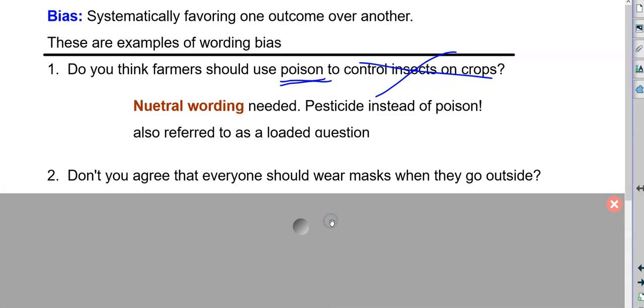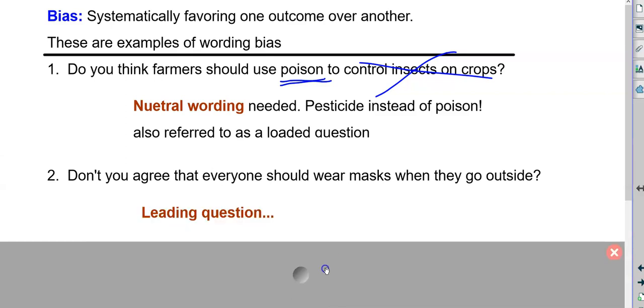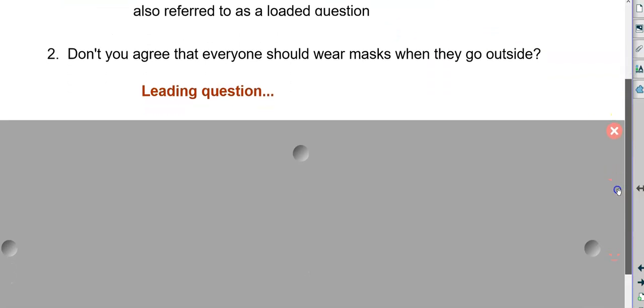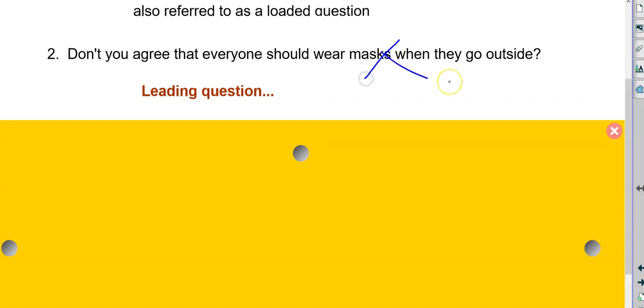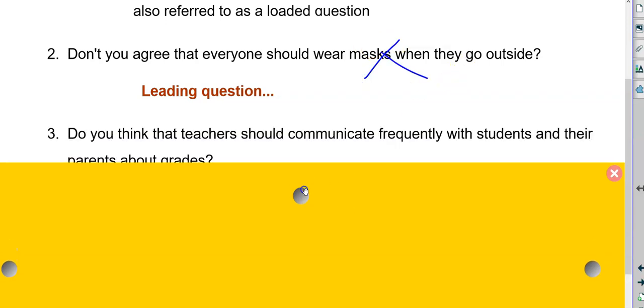And that happens a lot actually with polls. Don't you agree that everyone should be wearing masks when they go outside? Very leading, right? You seem to want some certain kind of response there, like, don't you think? Don't you agree? Like, yeah, I agree, I think that sounds great. But you're leading them to the answer. So this, again, would be moot. The results we get from that would not be valid at all.